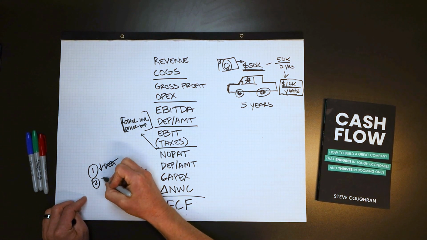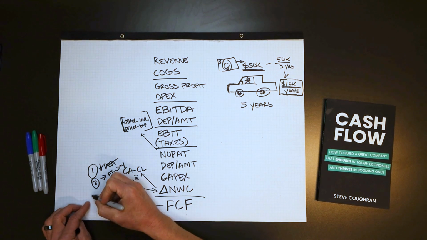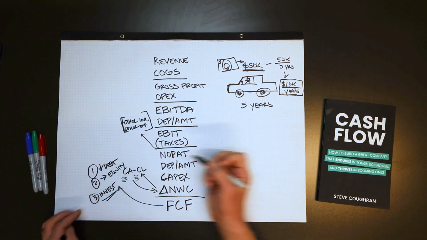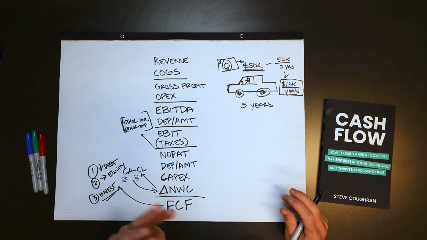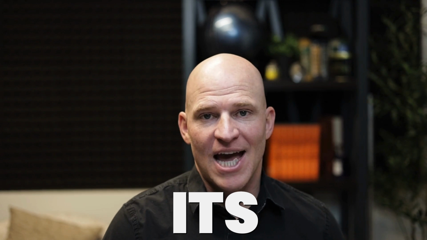Number two, you can return that to equity providers. And number three, you can reinvest in the business. Those are the three uses of free cash flow. And guess what? A business is valued based on its free cash flow. In fact, the intrinsic value of a business is defined as all the future cash flow that the business is going to generate over its remaining useful life in today's dollars.